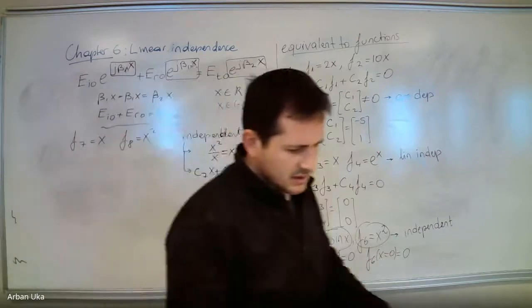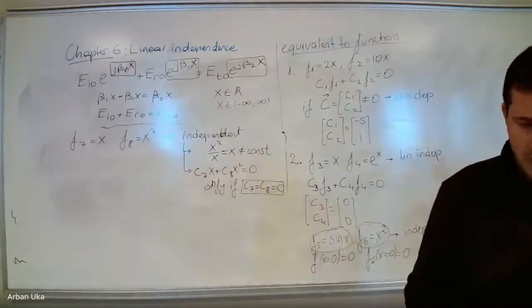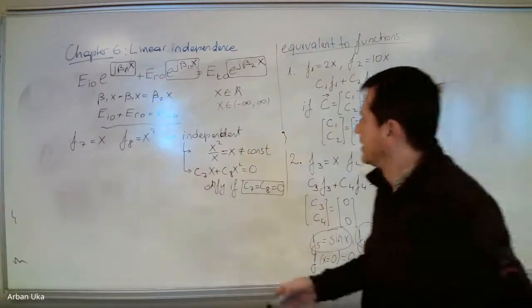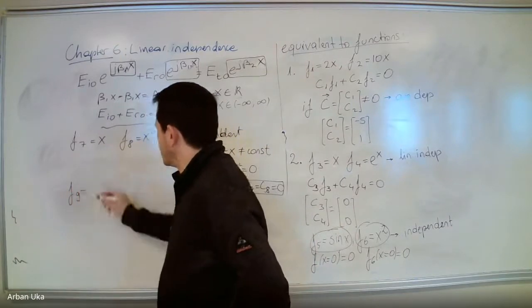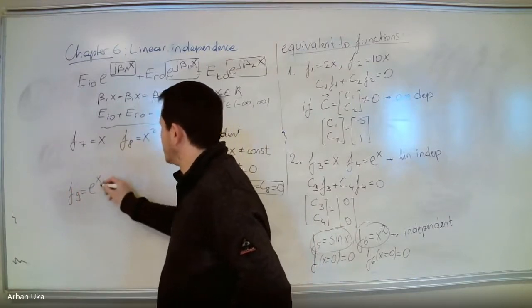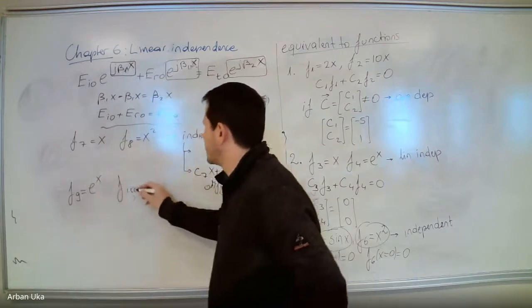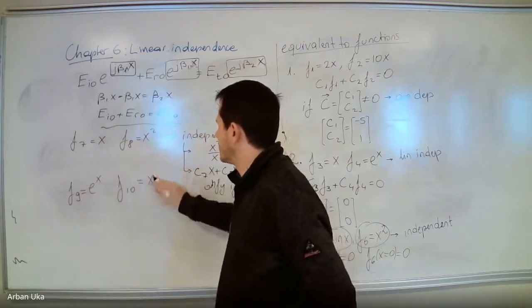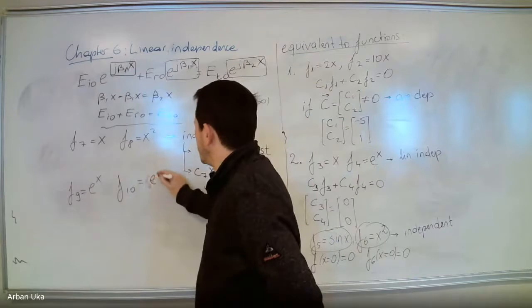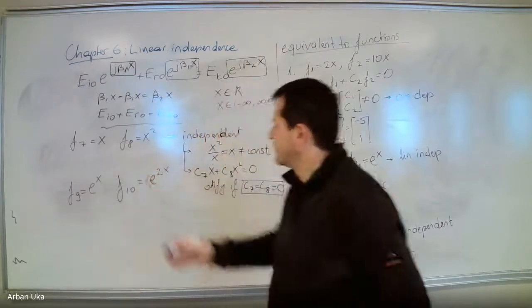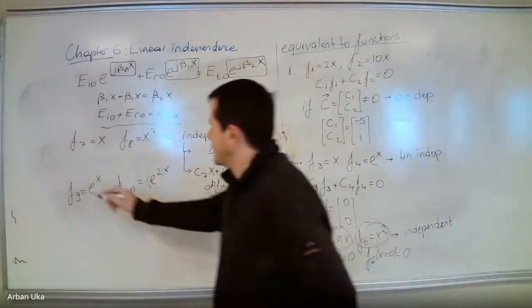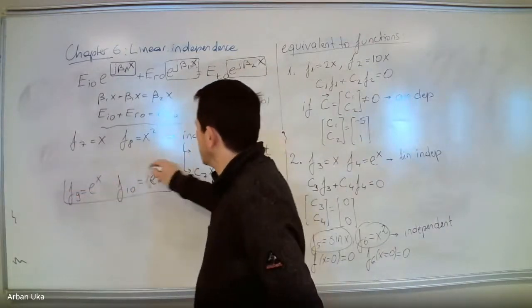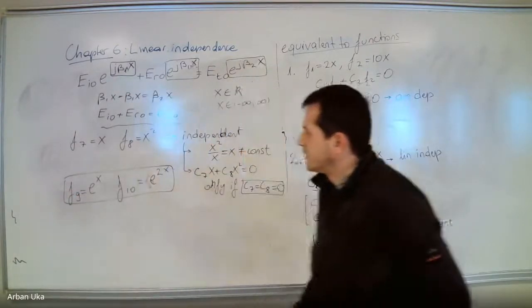So this is the linear dependence and independence of functions. We can add, so that you completely understand this easily, imagine e to the power x. We can have another function f10, which is e to the power 2x. Most definitely, these are also independent, this other pair of functions, and many more.